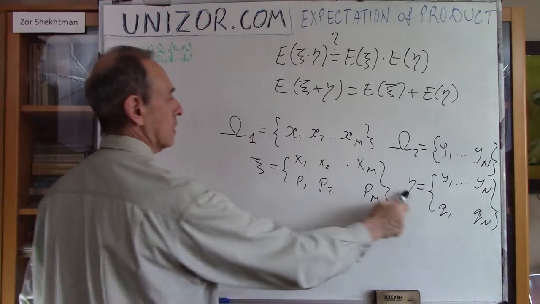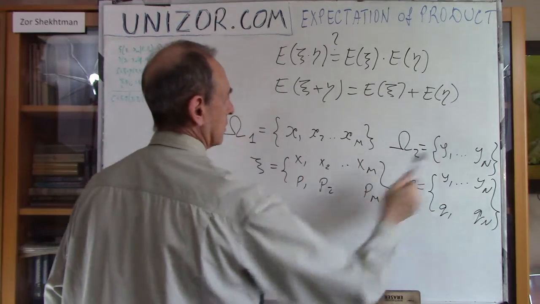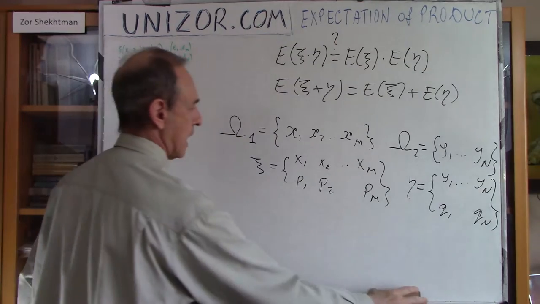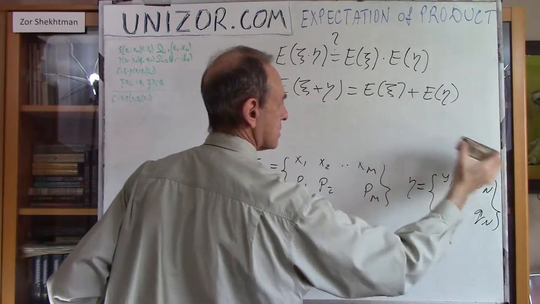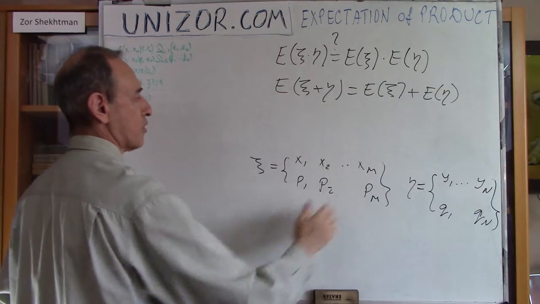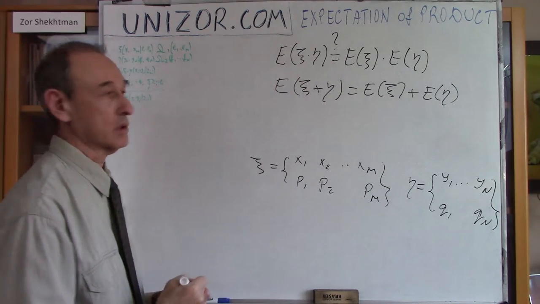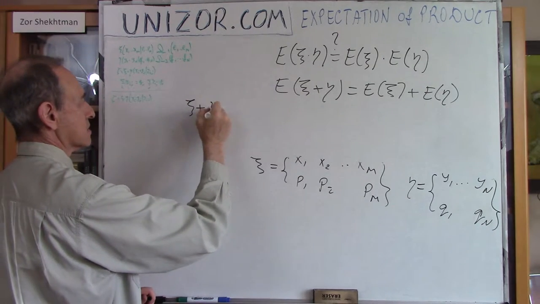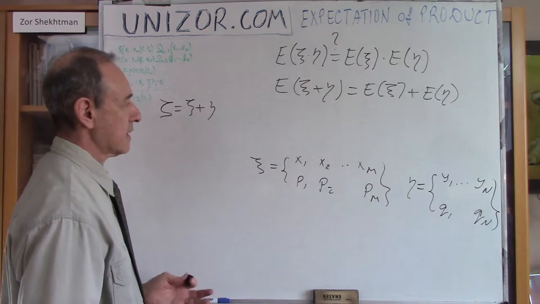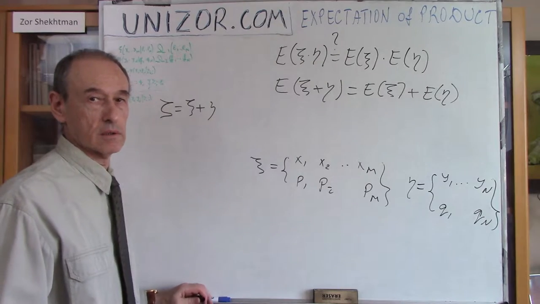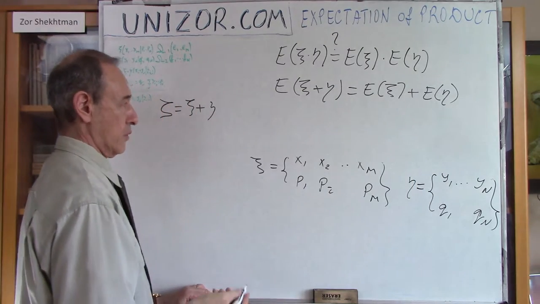So we have these two random variables, which are defined on these probability spaces. Basically, you can forget about probability spaces and say that these random variables take these values with these probabilities. Now, let's construct a new variable, which is xi plus eta, zeta. What values can the variable zeta take? It can take the value, for instance, x1 plus y1.